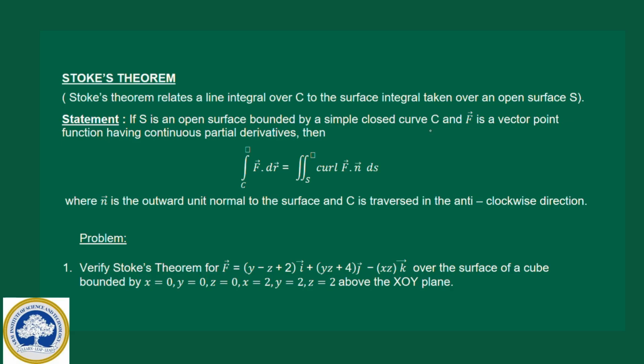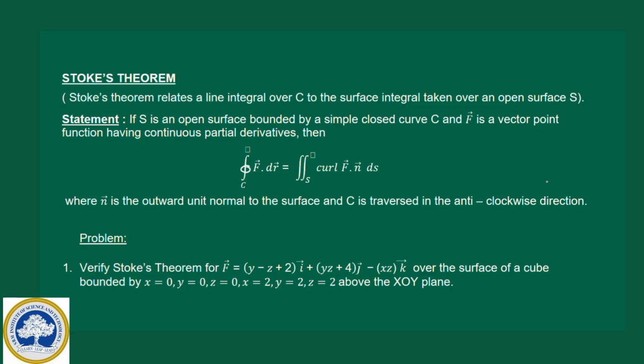vector point function having continuous partial derivatives, then integral over C F dot dr is equal to double integral over S curl F dot n dS, and moreover here it is a closed curve, so we can represent the integral over C as a closed curve integral. So this is the statement of Stokes theorem, where n cap is the unit outward normal to the surface and always C is taken in the anticlockwise direction.